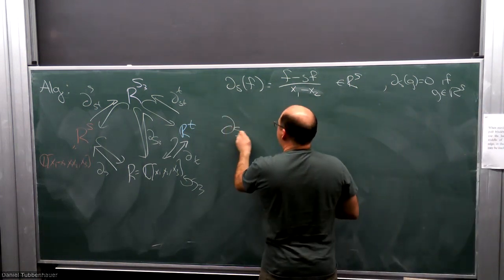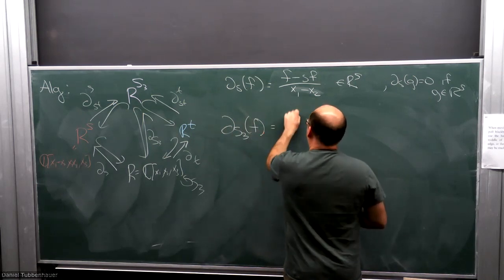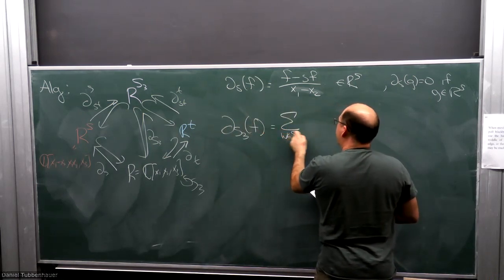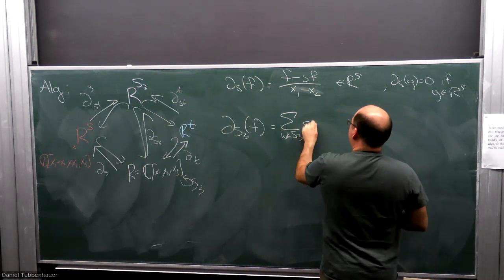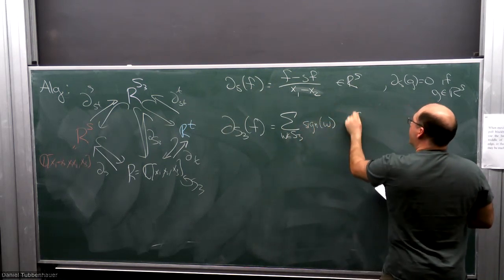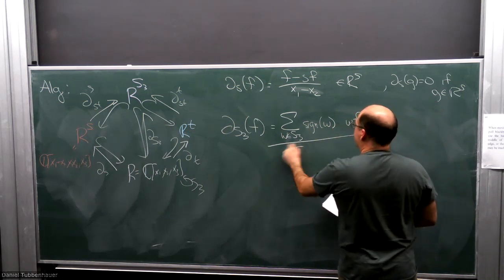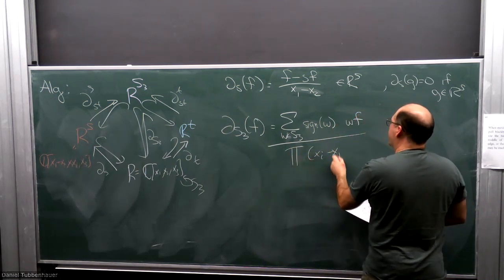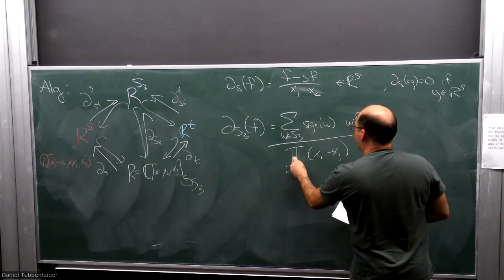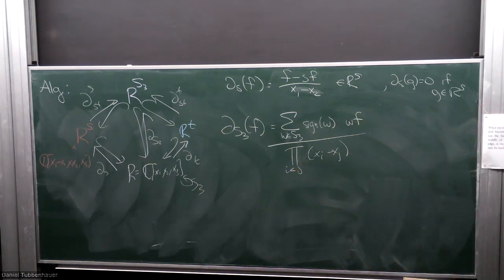In very similar fashion, ∂_T of f is a sum over elements w of S3: I first anti-symmetrize f by applying w to f weighted by the sign, and then I divide by the canonical anti-symmetric polynomial. And again, you get a one.